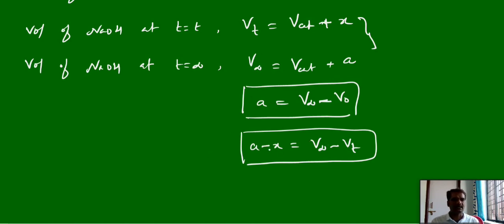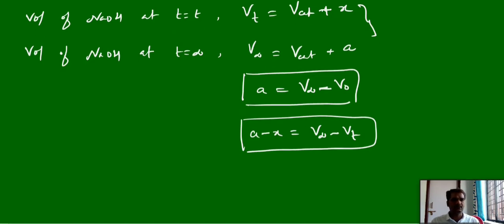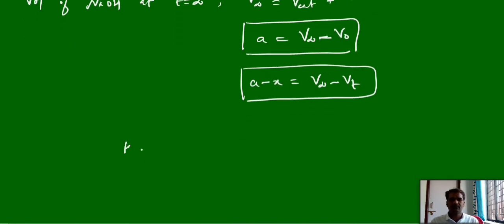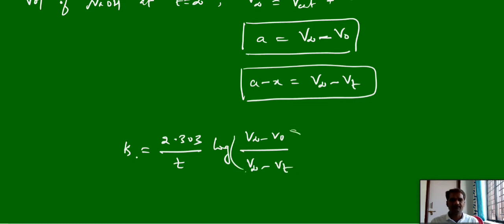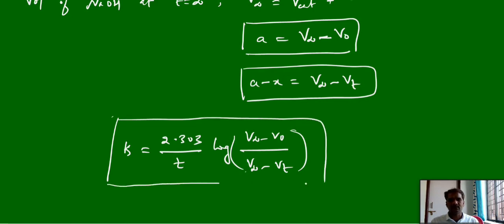Now you have A and A minus X, and if you substitute these values in the regular rate integration, K equal to 2.303 by t log of A, that is V infinity minus V0, by what is A minus X? V infinity minus Vt. This is the rate constant in the ester hydrolysis reaction. So by using this we can monitor the reaction by the volume of NaOH we are adding at initial time, at time t1, t2, t3 and so on.